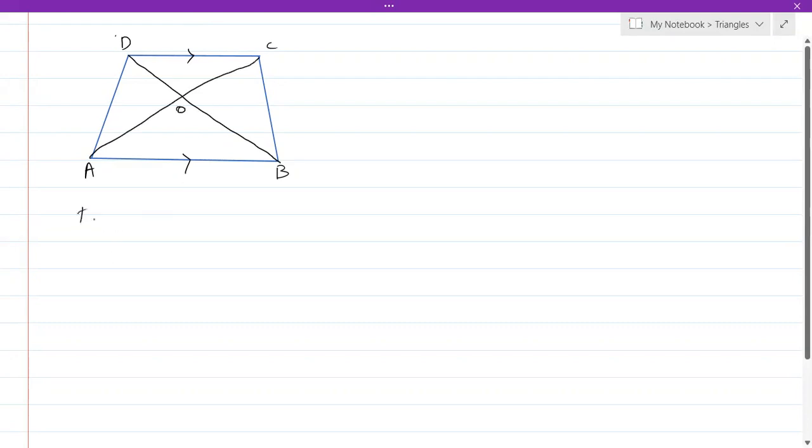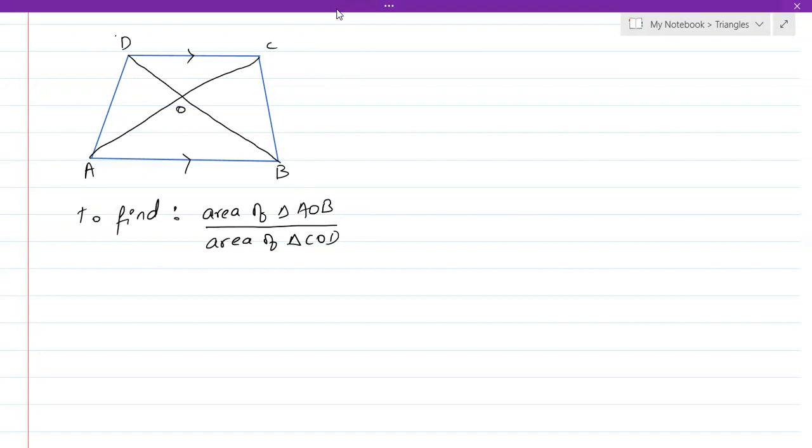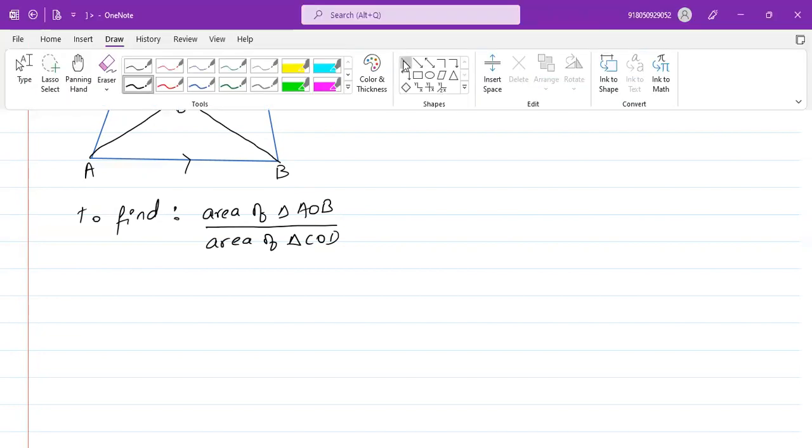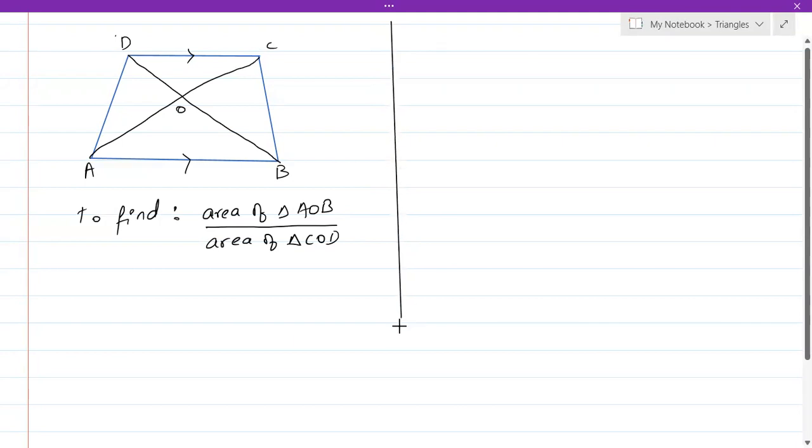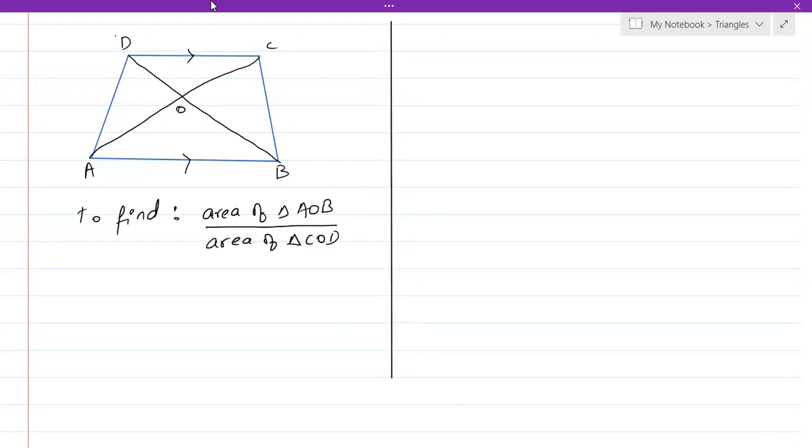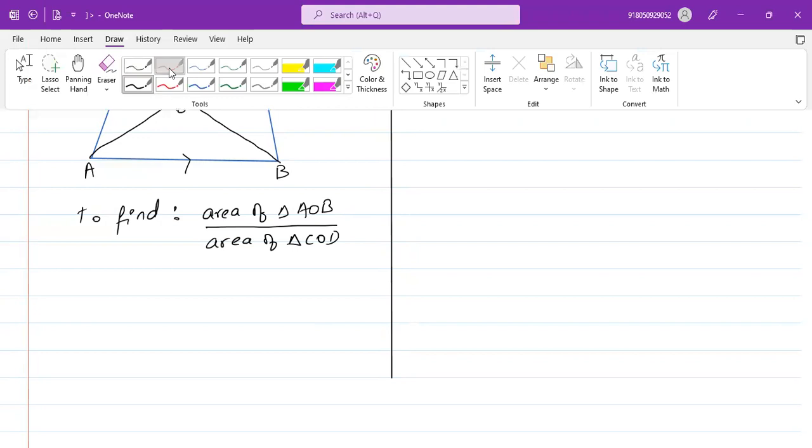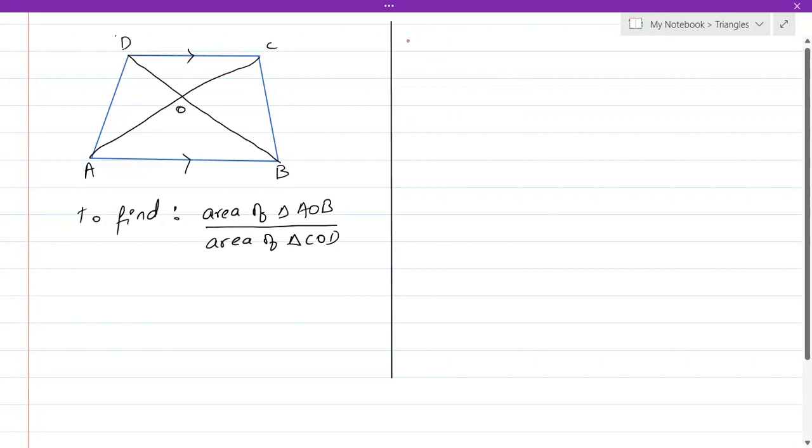What we have to find is the area of triangle AOB divided by the area of triangle COD. This is what we have to find. For that, we have to prove the triangles are similar, isn't it? So let's do that. Let's prove the triangles are similar.